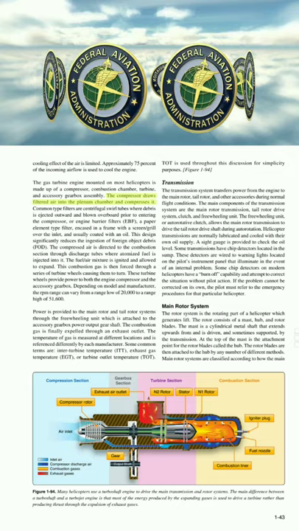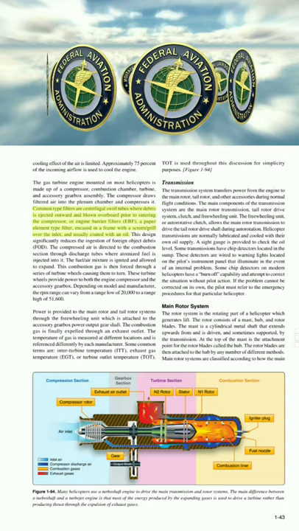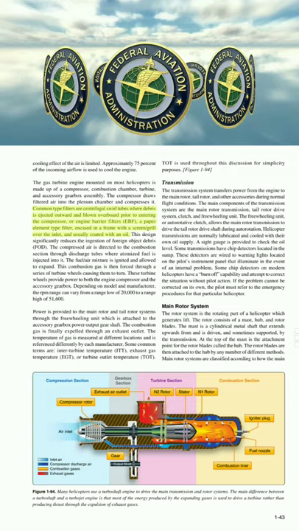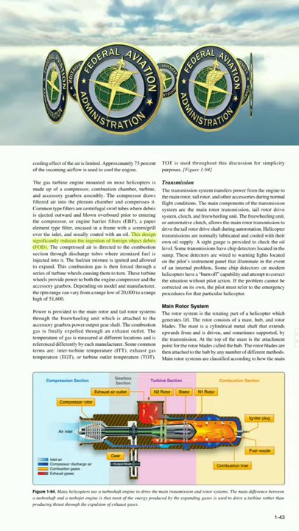Common type filters are centrifugal swirl tubes, where debris is ejected outward and blown overboard prior to entering the compressor, or engine barrier filters (EBF), a paper element type filter, encased in a frame with a screen/grill over the inlet, and usually coated with an oil. This design significantly reduces the ingestion of foreign object debris (FOD).